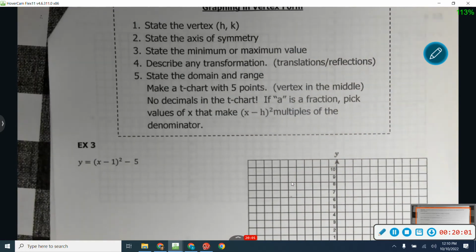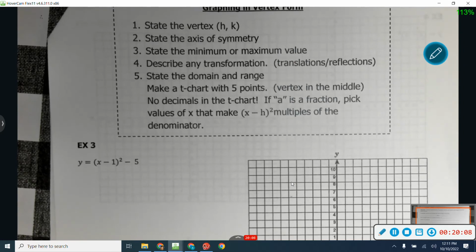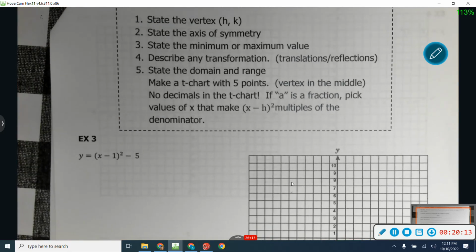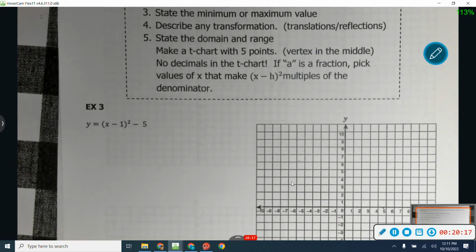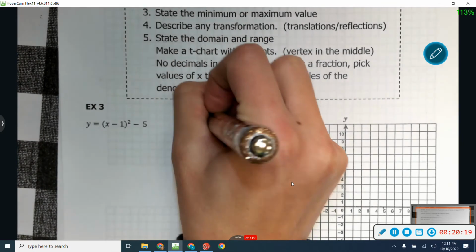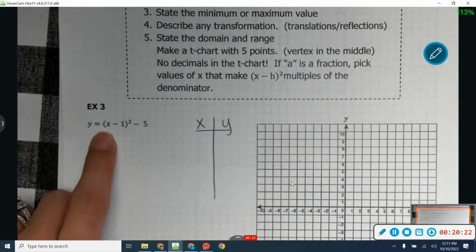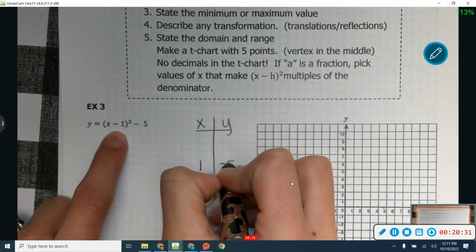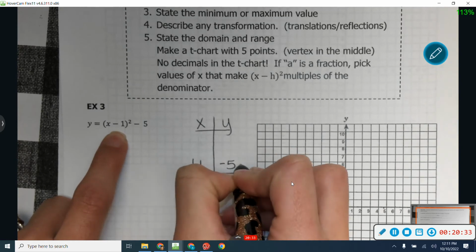Alright, now all of it combined, we're going to build the table, graph it, and identify all the characteristics. Okay? You can do it in this order. I like to build my table and graph it first and then answer all my questions. Okay? It's just easier for me. And it makes sense that way. So if I'm looking at my function, I've got y equals x minus 1 squared minus 5. What's my vertex going to be? 1, negative 5. Remember to change that sign for your h.